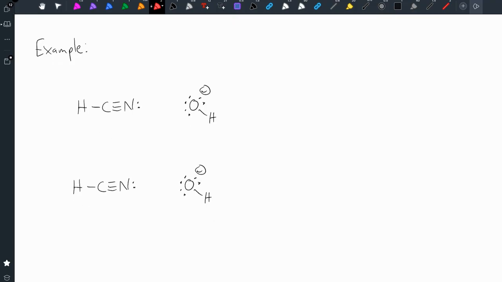So as an example, let's take these two molecules. The one on the right, since this has an overall negative charge, that's generally going to be where I share from, from that atom with an overall negative charge.